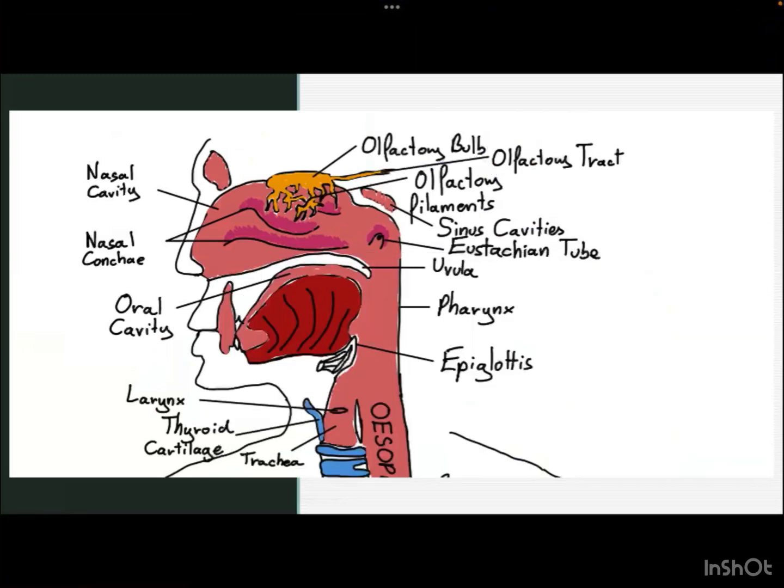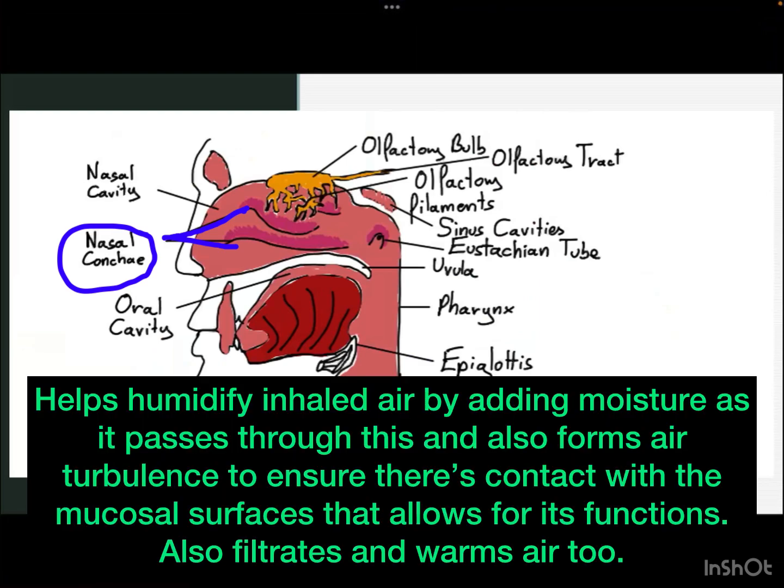And now, the nasal conchae, which you will see on the top left of the diagram here, is a bony structure located within the nasal cavity. It helps with humidifying the inhaled air by adding moisture while it passes through this structure, and this protects the delicate lung tissues. Its shape and position help create air turbulence, allowing for better mixing of incoming air, so as to ensure there is contact with the mucosal surfaces that allows for humidification, filtration, and warming.